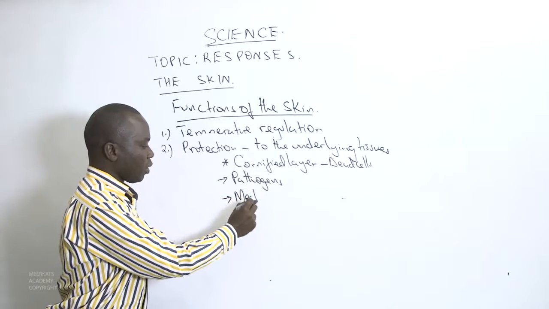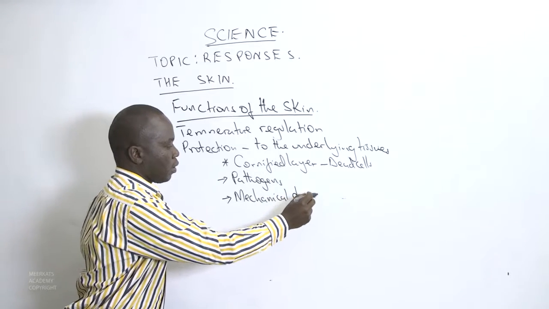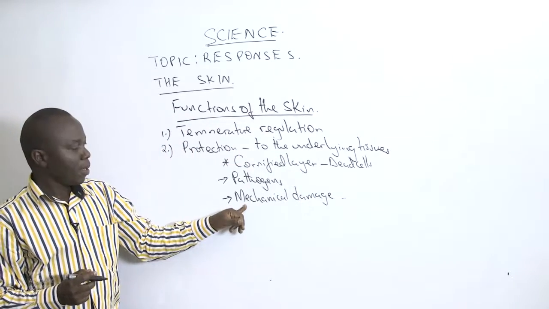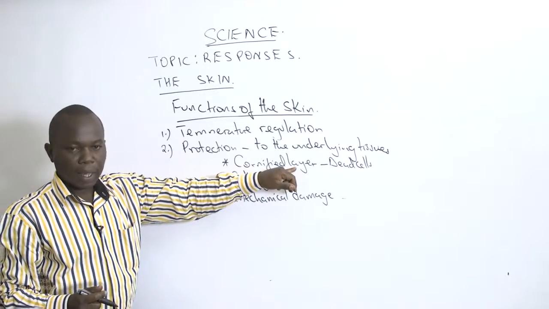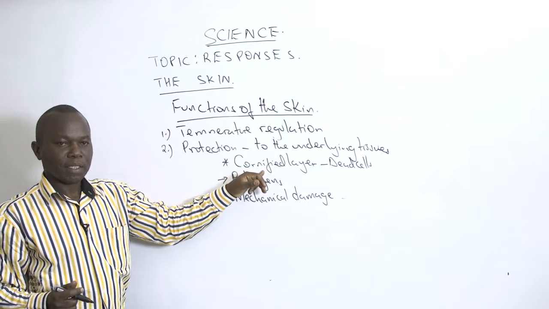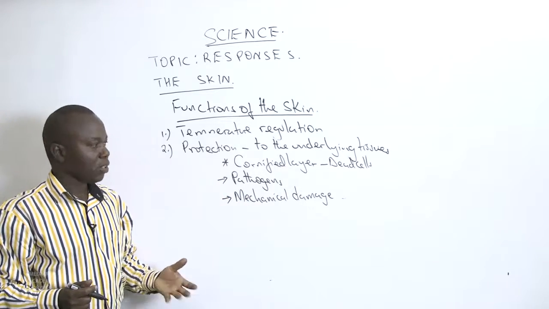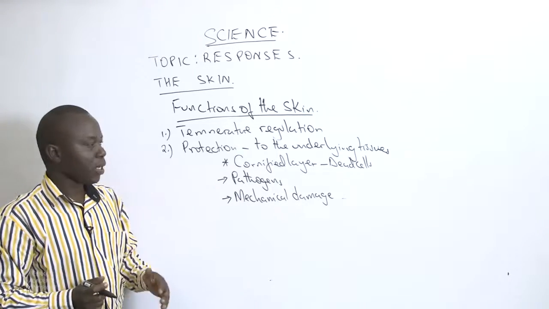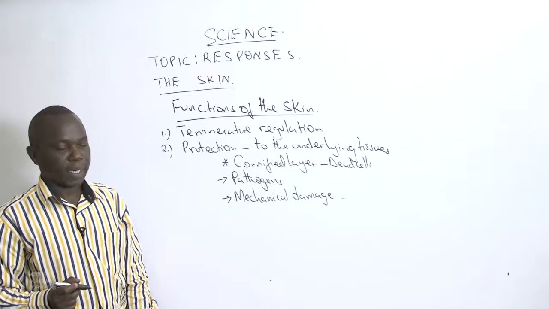Also from mechanical damage. Underlying tissues are protected from mechanical damage due to this hard conified layer. You realize that this layer in some parts of the body is so thick, like under the soles of your feet or at the palms of your hands. Because of continuous friction and wearing, the conified layer is usually thicker than the rest of the parts.